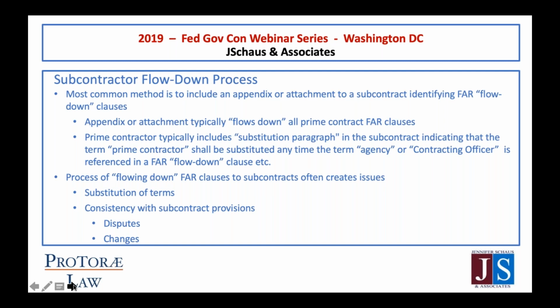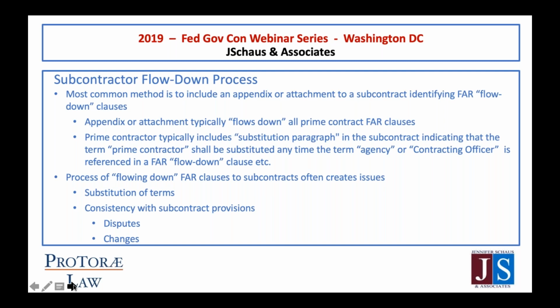I mean, at a minimum, that's what's typically done because primes don't want to spend the resources of parsing through all the clauses and figuring out what applies to the particular subcontract. They won't even do that with respect to what applies to them. So there's a general feeling that whoever receives all these FAR clauses will work it out. But there are issues involved when you flow down FAR clauses.